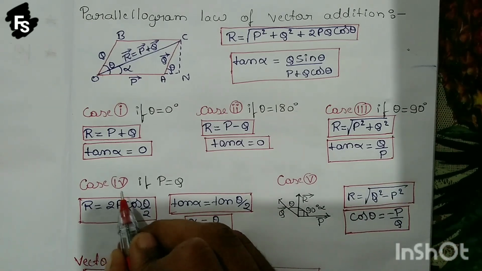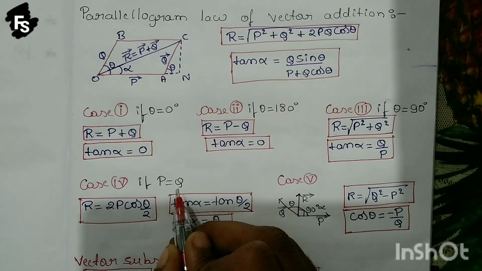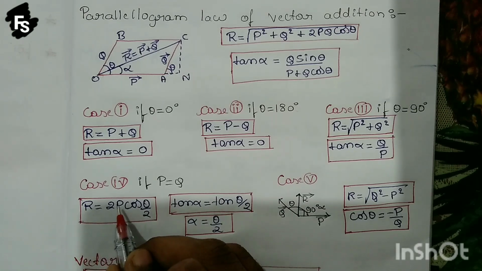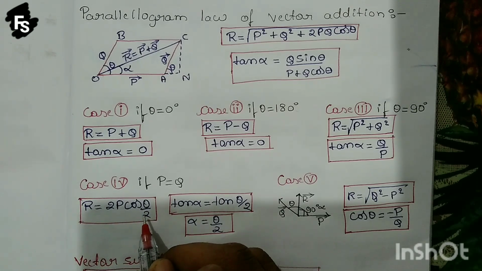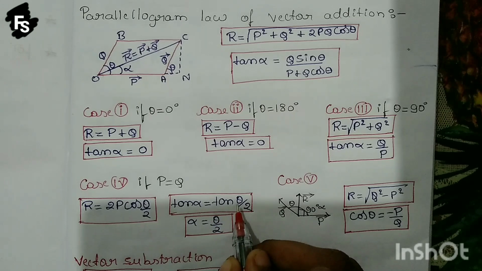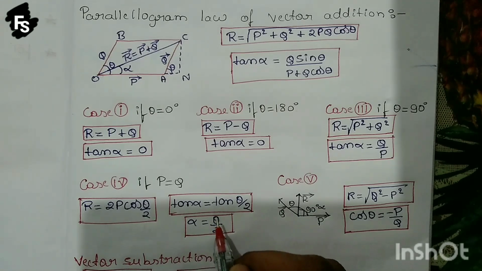Then case 4: if p equals q, then the resultant equals 2p cos theta by 2. Then direction tan alpha equals tan theta by 2. Alpha equals theta by 2.